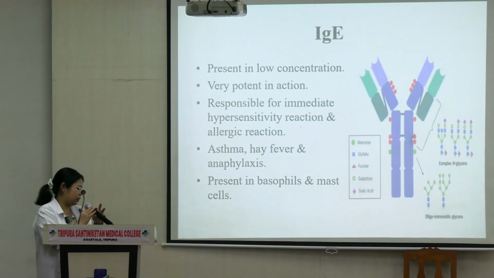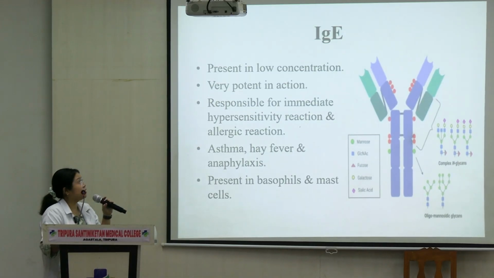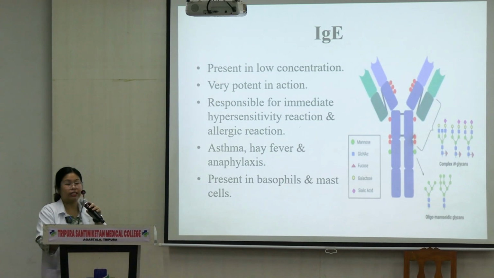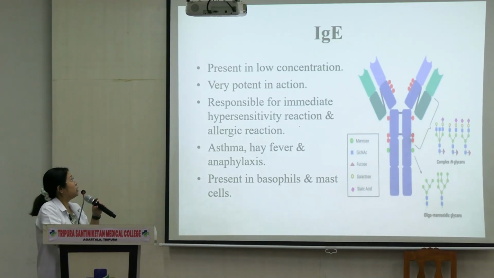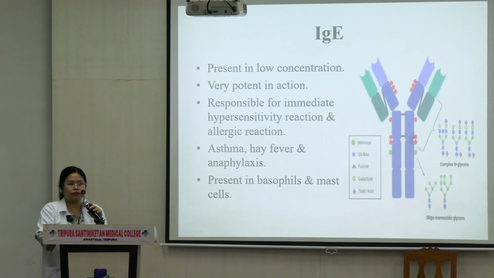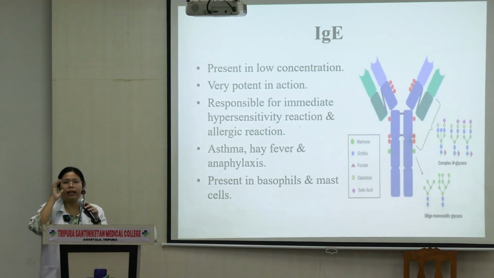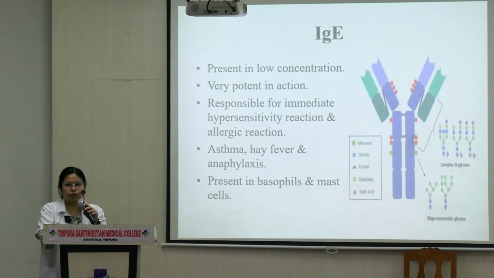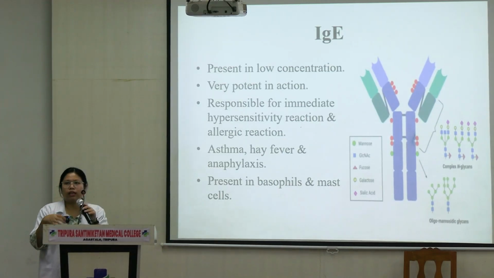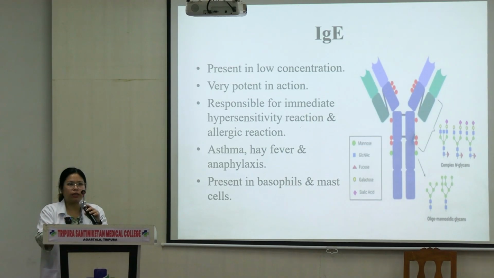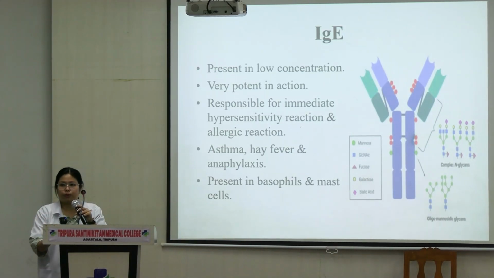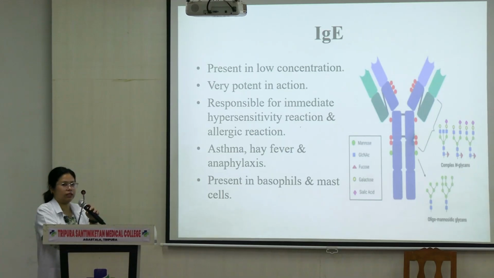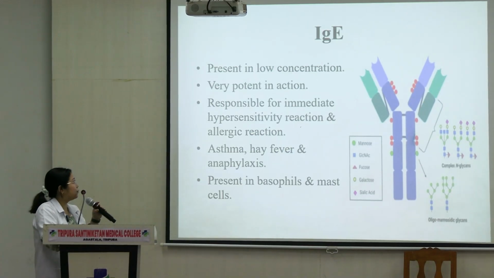Then we have IgE. This is also present in very low amount, but it is very important. It is very, very potent in action. It is responsible for immediate hypersensitivity. You will see allergic reactions. If somebody is allergic to, let's say, egg, you will see that immediately after eating egg, they will have itchiness. If somebody is allergic to seafood, they'll have itchiness, they'll have swelling, sometimes they'll not be able to breathe, and all of those things happen because of this antibody, IgE.